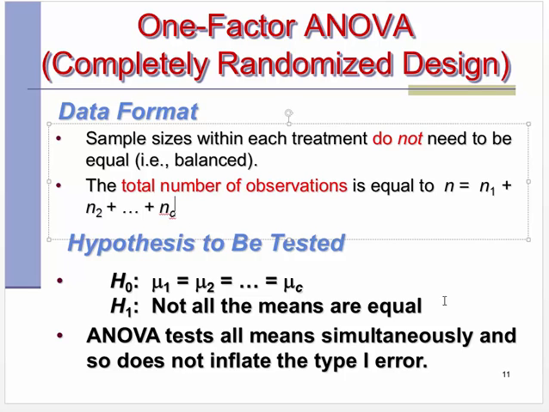So in the ANOVA, the hypothesis to be tested is H0: mu1, the mean of the Y variable for the first treatment, equals mu2 equals mu3, mu4, mu5, mu6, all the way to mu C, where C is the number of groups. The alternative hypothesis is that not all the means are equal. At least one of them is not equal. The ANOVA tests all means simultaneously, so it does not inflate the type 1 error.